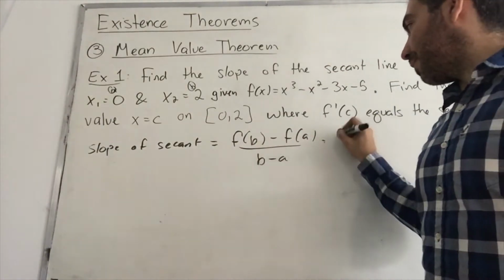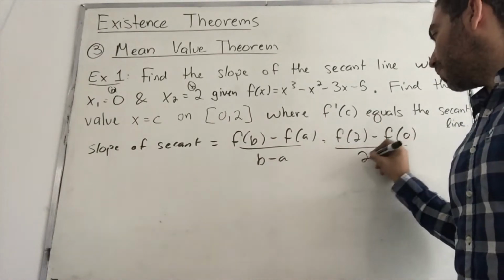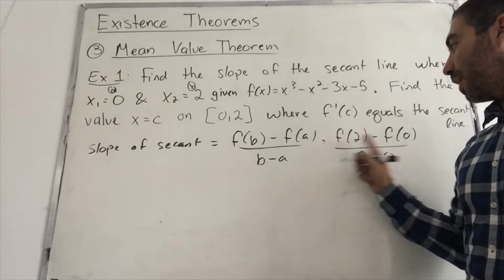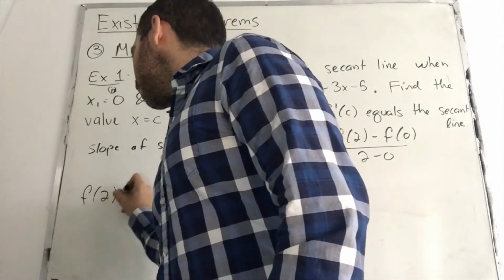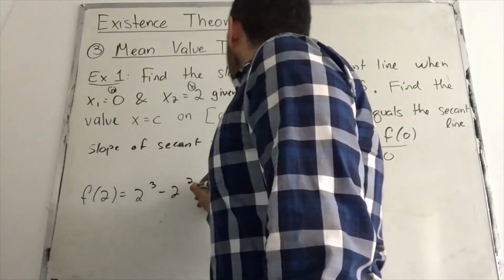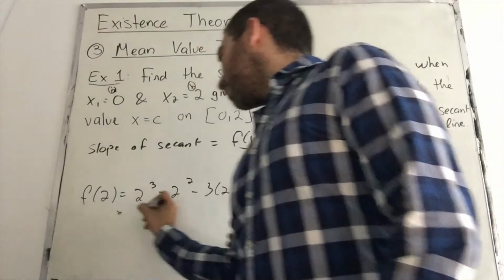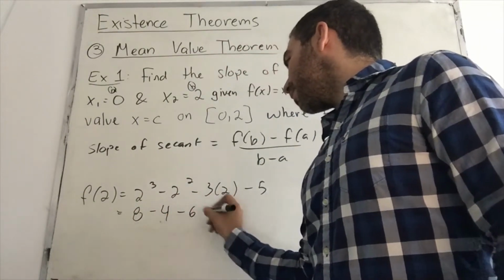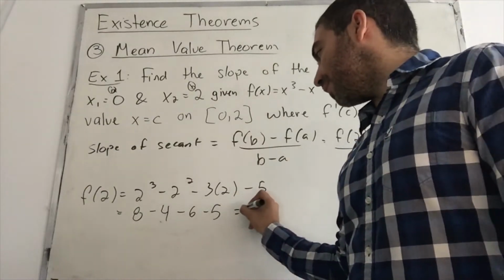f of b is f of 2 minus f of a, which is f of 0, over 2 minus 0. Okay, so let's go ahead and find our f of 2 and f of 0. We're just going to plug it into the function. f of 2 is equal to 2 cubed minus 2 squared minus 3 times 2 minus 5, giving us 8 minus 4 minus 6 minus 5. What is this? 4 minus 6 is minus 2, minus 5 is negative 7.